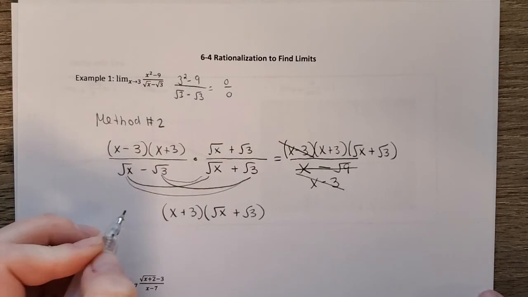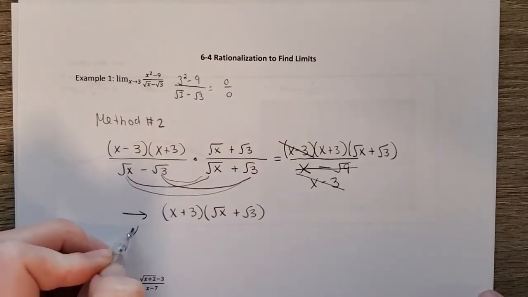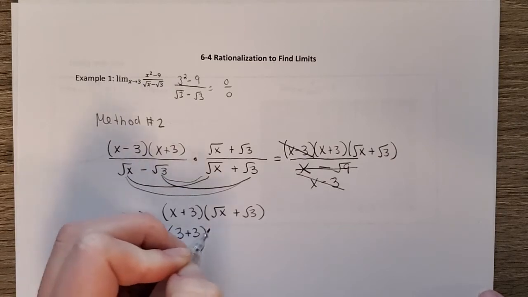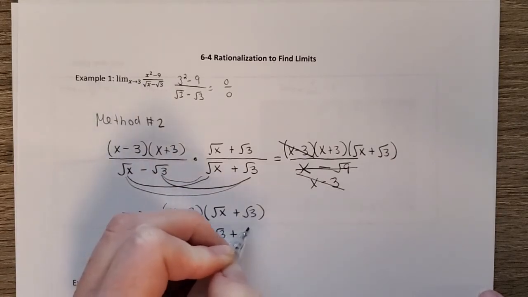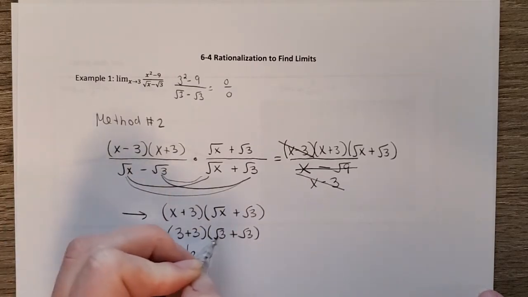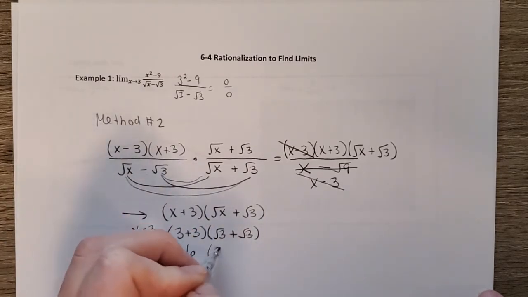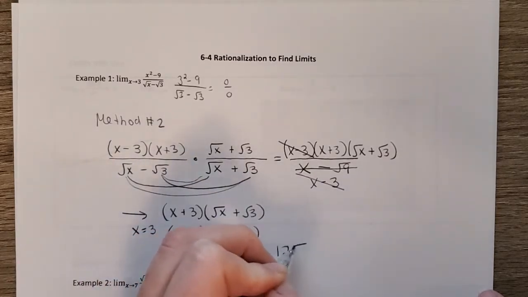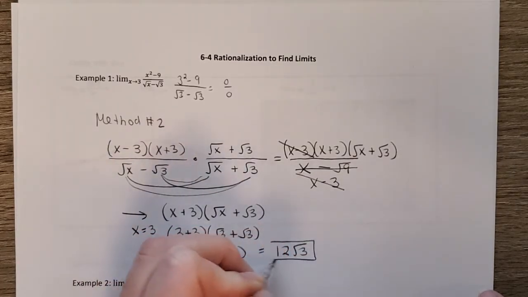And now we're going to do our substitution. We plug in x equals 3, and we get 3 plus 3 times root 3 plus root 3. 3 plus 3 is 6. Root 3 plus root 3 is 2 root 3. And if we multiply those together, we get 12 root 3. So that is the answer.